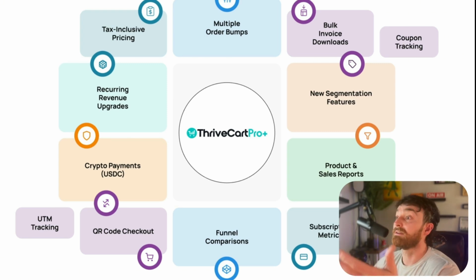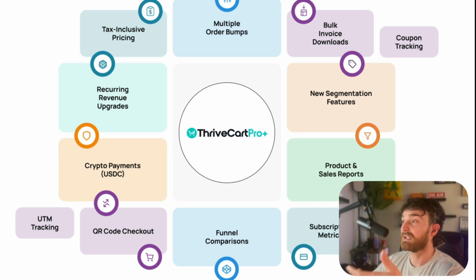What else do we have? UTM tracking is now built in automatically. The QR code checkout, crypto payments, that you can now use crypto payments inside of the new Stripe integration. They claim that that can increase conversion rates by up to 7%. That's pretty cool. And when someone pays in crypto, you do still get that in cash. You don't have to have a bunch of different wallets or anything. New segmentation features, bulk invoice downloads. You can now download everyone's invoices in one shot.